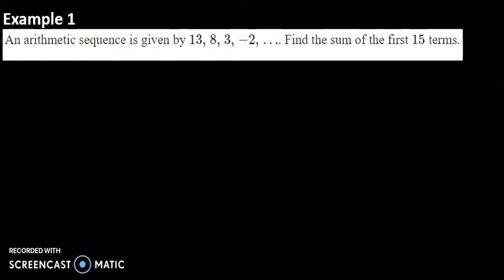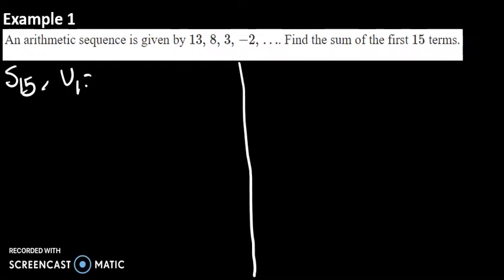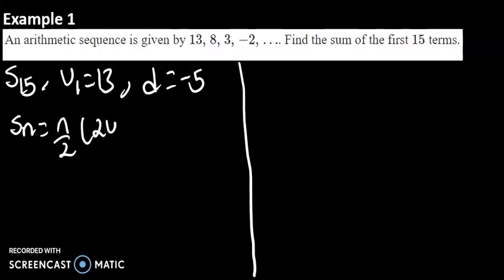In the first example, we have an arithmetic sequence given by these numbers. Find the sum of the first 15 terms. So we are looking for S15, and we know our U1 is 13, that's the first term, and the difference is minus 5 because it's reducing by 5 in each term. So using the first formula, because we only know the first term and the difference, n over 2, remember the first formula, (2u1 plus (n minus 1)d).